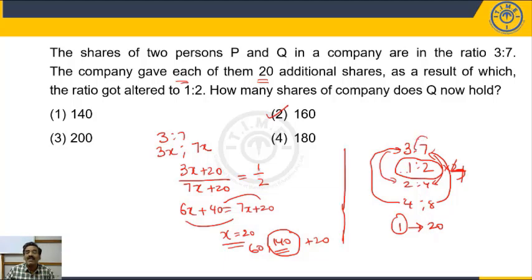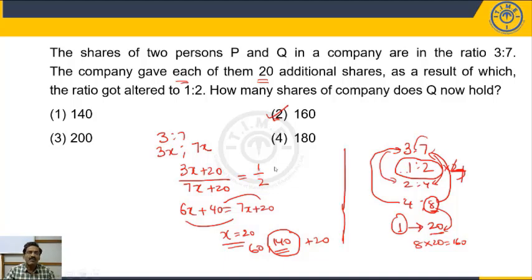Finally, what we are interested in is how many shares Q is having now. Finally, Q is having 8 parts, or not? We know 1 part is 20. So 8 parts will be 8 twenties, 160, directly we can say. So this is the easy way of getting the answer. So focus on a suitable multiplication of the given ratios, so that the given condition of equality or something else will be maintained.